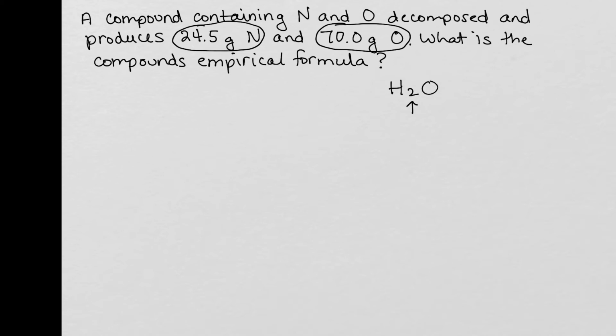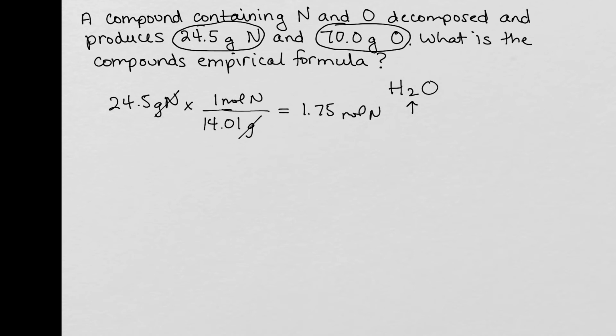mole ratios are. So if I have 24.5 grams of nitrogen, I need to look up the mass of nitrogen in the periodic table. This is 14.01 grams in 1 mole of nitrogen. So I divide 24.5 by 14.01. That tells me that's 1.75 moles of nitrogen. And now I'm going to look at the oxygen. I have 70.0 grams of oxygen.